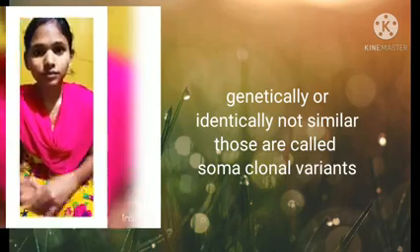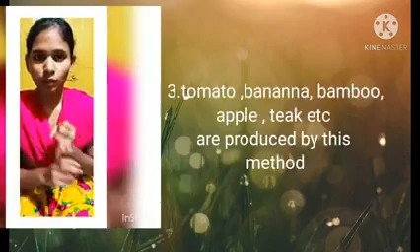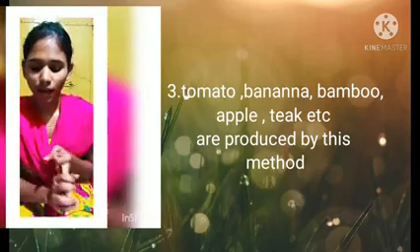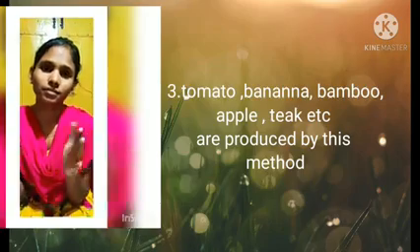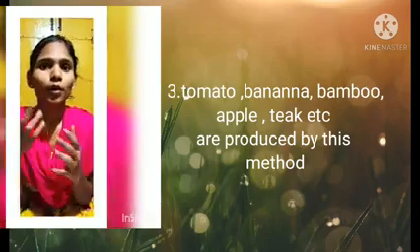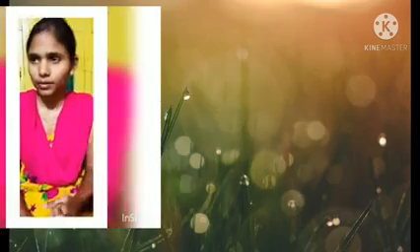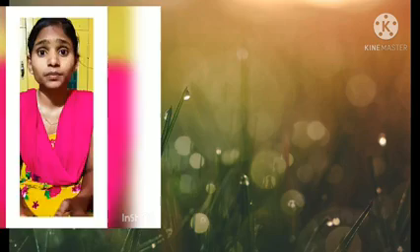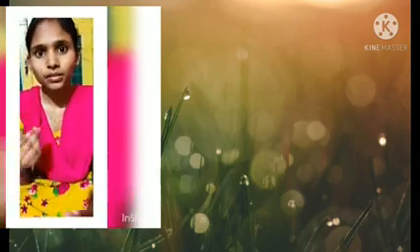Now commercially important plants like tomato, banana, apple, teak, and bamboo, and many plants like these, are produced by this artificial system. Many trees like banana, tomato, or apple can be produced by this plant tissue culture method. Artificially, we can prepare these plants.